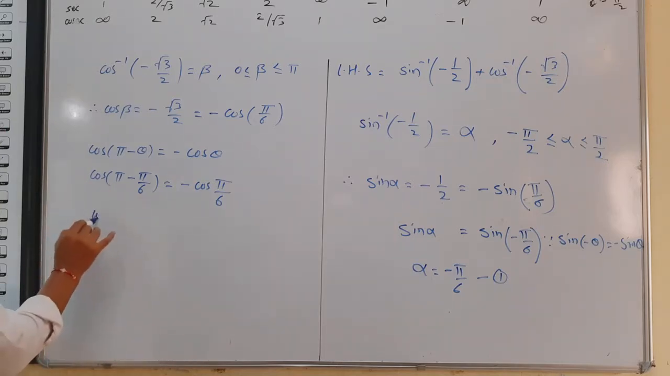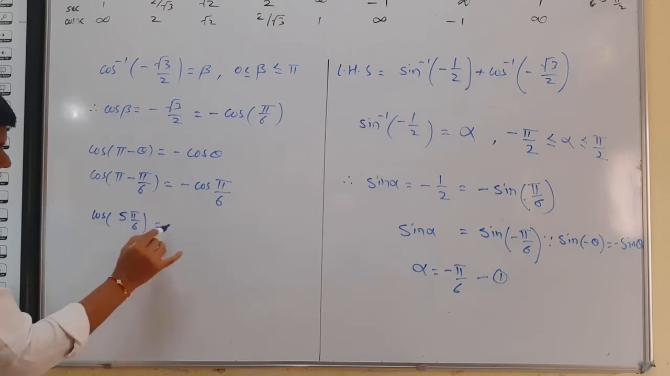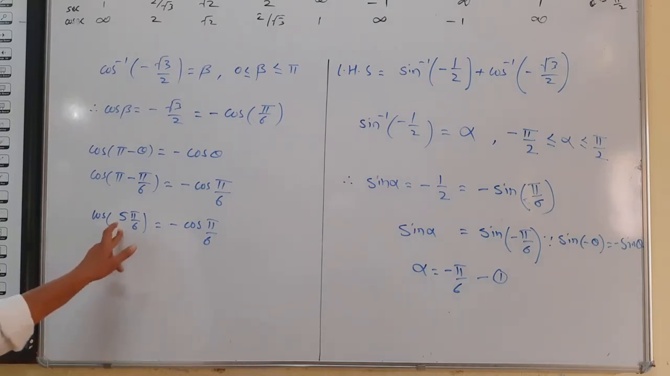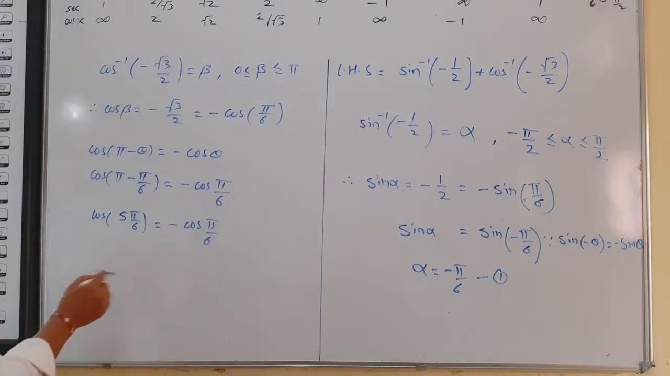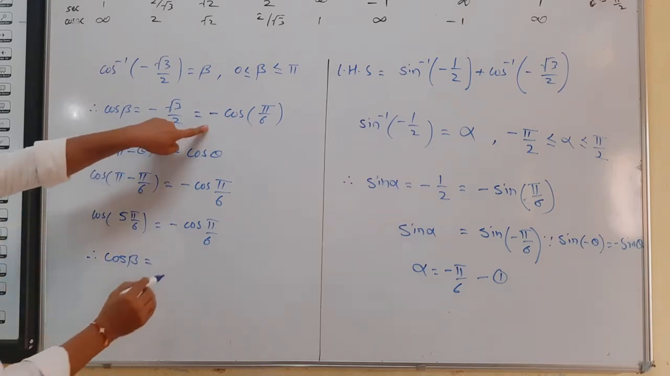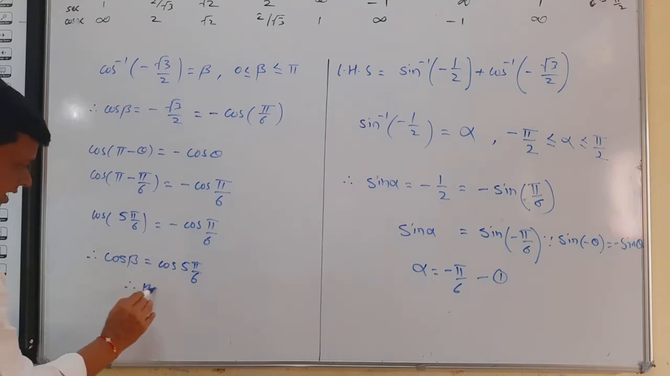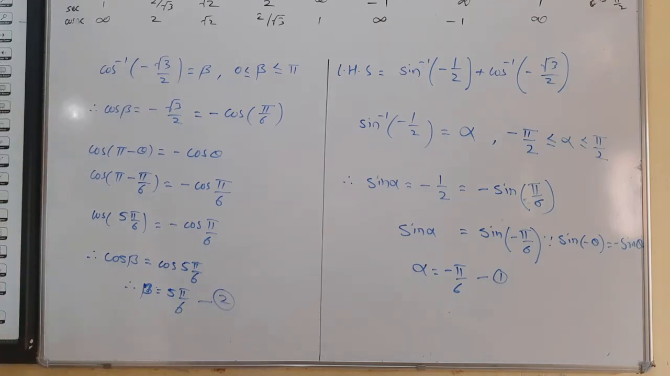Now after cross multiplying we get 6 pi minus pi, that is 5 pi by 6, is equal to minus cos pi by 6. Now this 5 pi by 6, pi by 6 means 30, 5 times 30 is 150, so 150 belongs to this interval. So we write, therefore cos beta is equal to cos of 5 pi by 6. Therefore beta is equal to 5 pi by 6. Denote this as equation number 2.